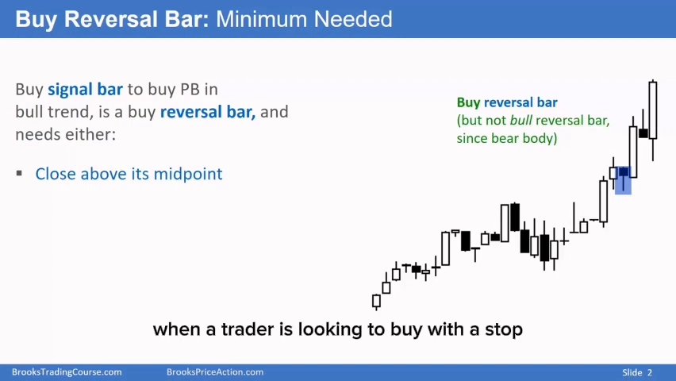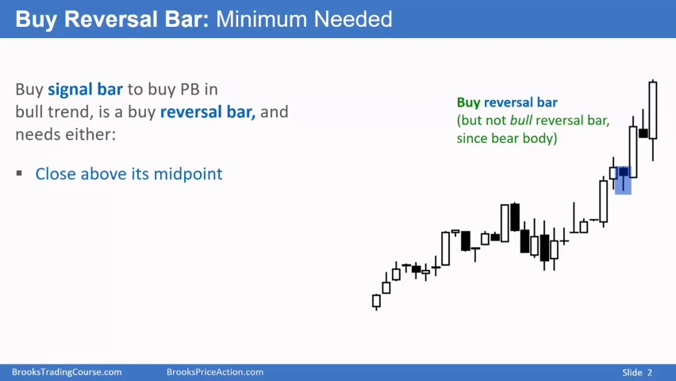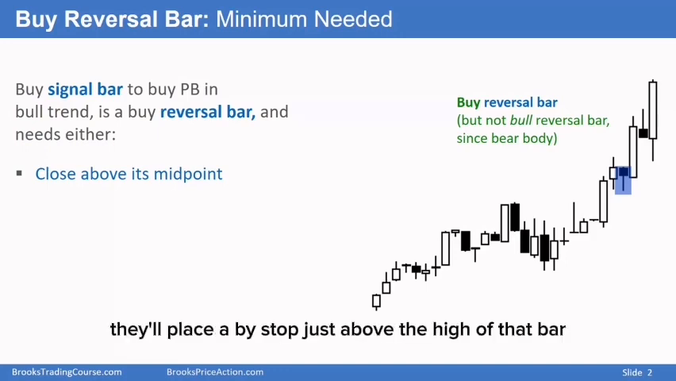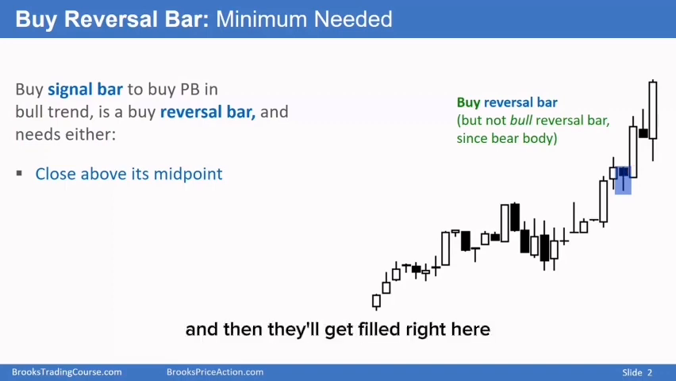When a trader is looking to buy with a stop, a good signal bar is a buy reversal bar. And the minimum needed is a bar that has a close above its midpoint. So for example, here we have a bull trend, and then we have an attempt to reverse. It's not a very good attempt. And it closed above its midpoint, and therefore traders will look to buy a resumption of the trend. They'll place a buy stop just above the high of that bar, and then they'll get filled right here.